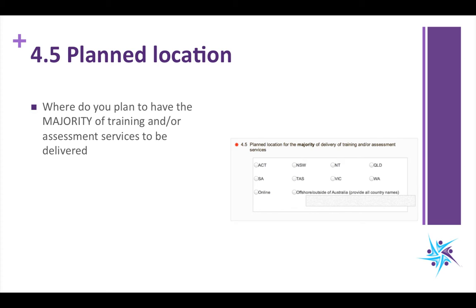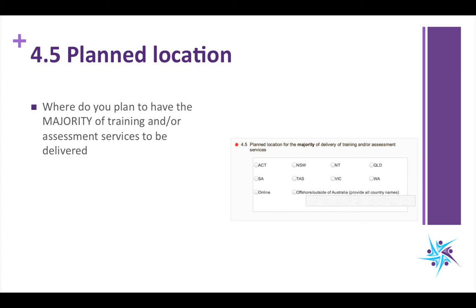Where we click on the states in this section is going to determine where your audit is going to be. So if you state that the majority of your training is going to be in Victoria, then that's where they're going to come out and do the audit, in Victoria. Normally it's the head office, but it will be where the majority of your training will be delivered, and a head office is where you're normally going to have your audits.